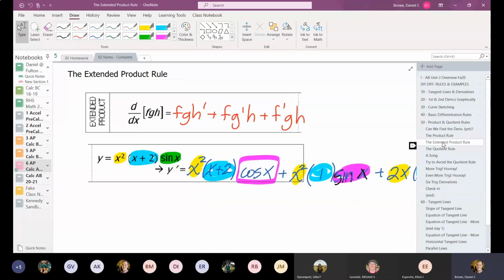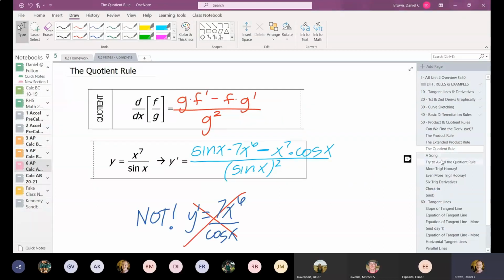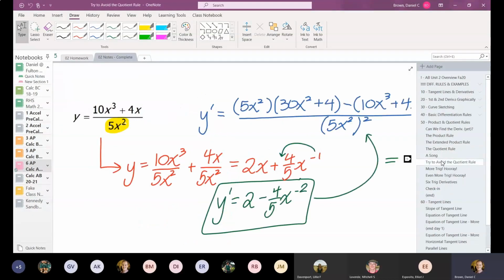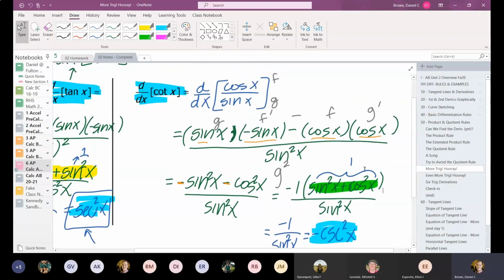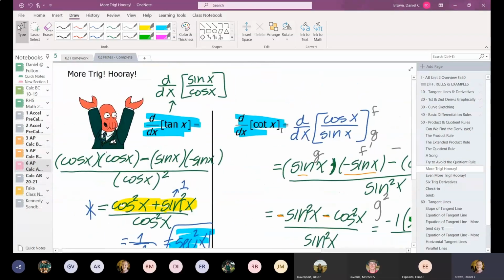We looked at how that could be extended when you're multiplying more than one thing together. And then we talked about the quotient rule. I mentioned that when you can avoid the quotient rule, that's often a smart idea because the quotient rule can give you a very messy problem. And then we saw how the quotient rule could be used to derive these rules for tangent and cotangent.